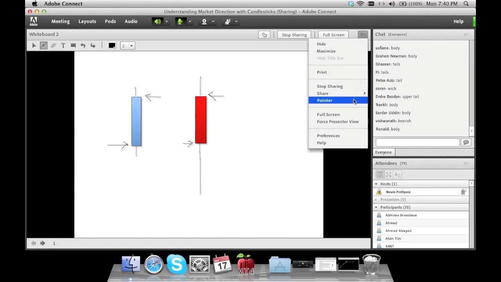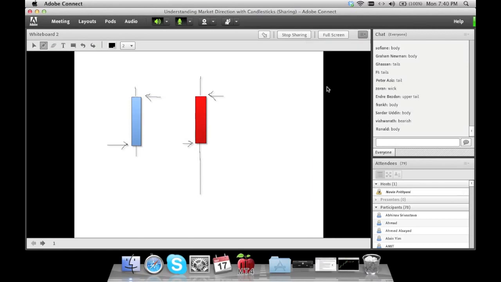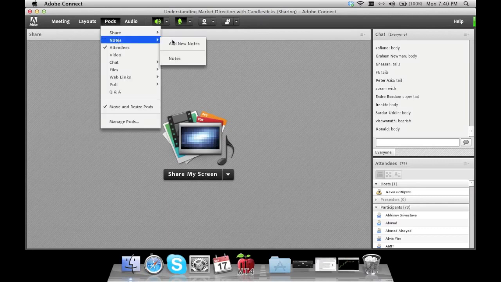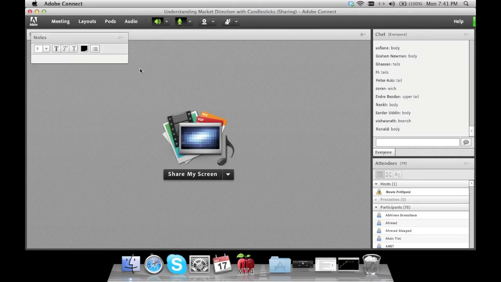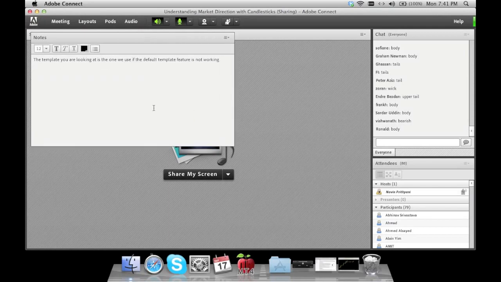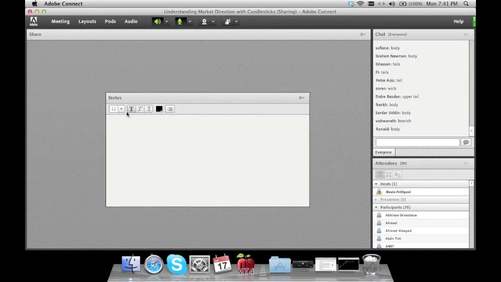In fact, let me open up some notes first. The notes should pop up right now. We're going to discuss a couple of things. The market has basically two things when it comes to candles, or actually three things.